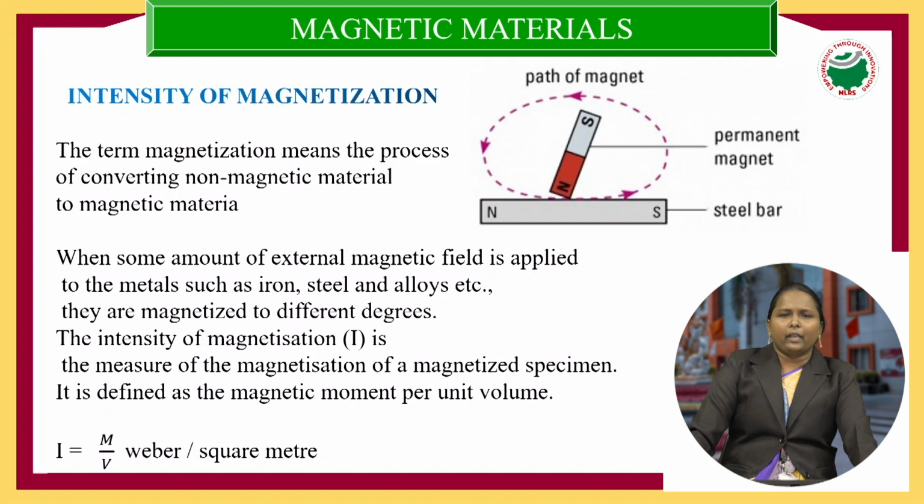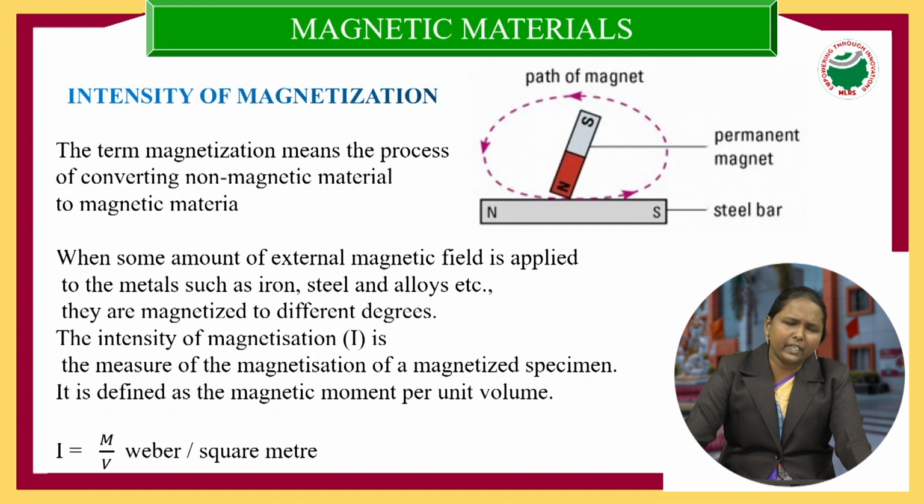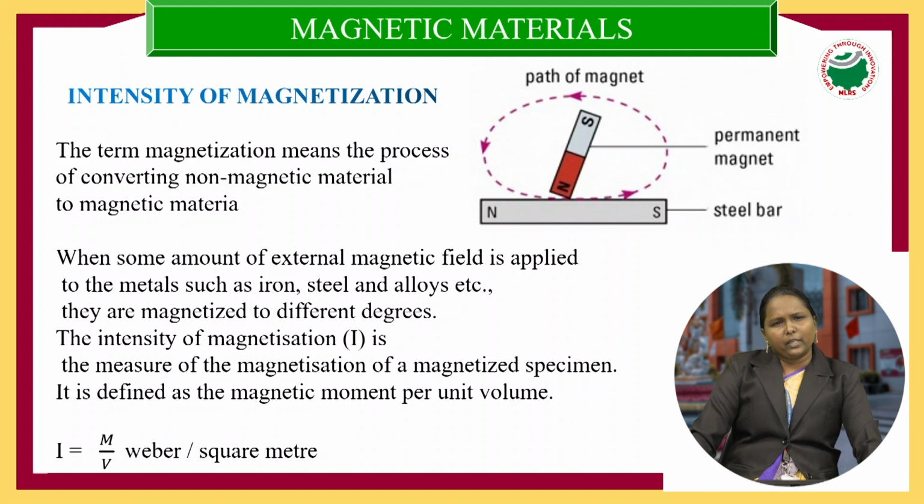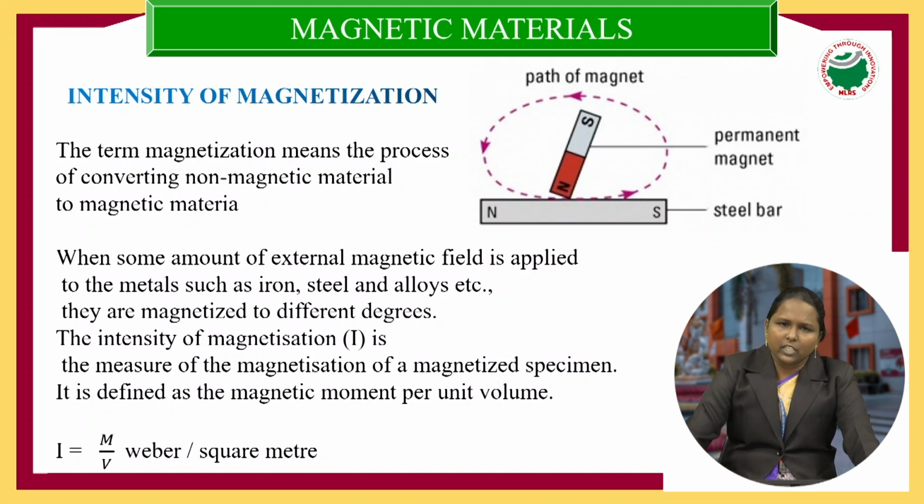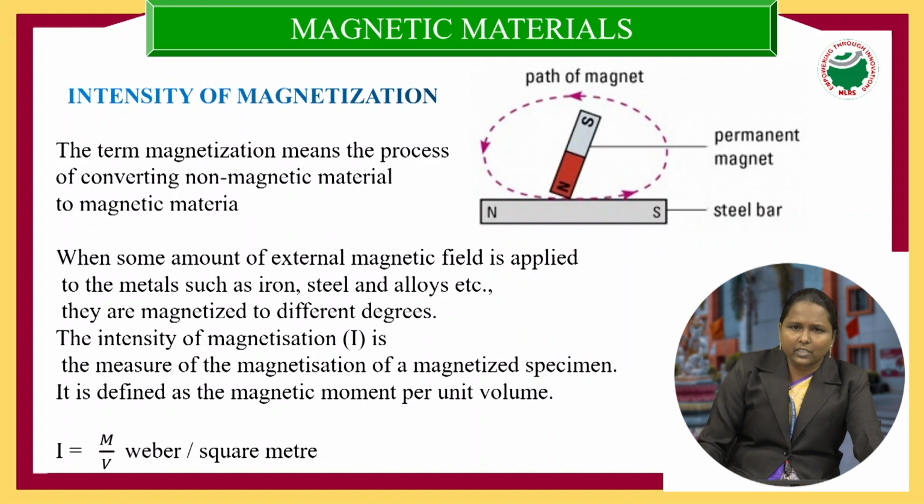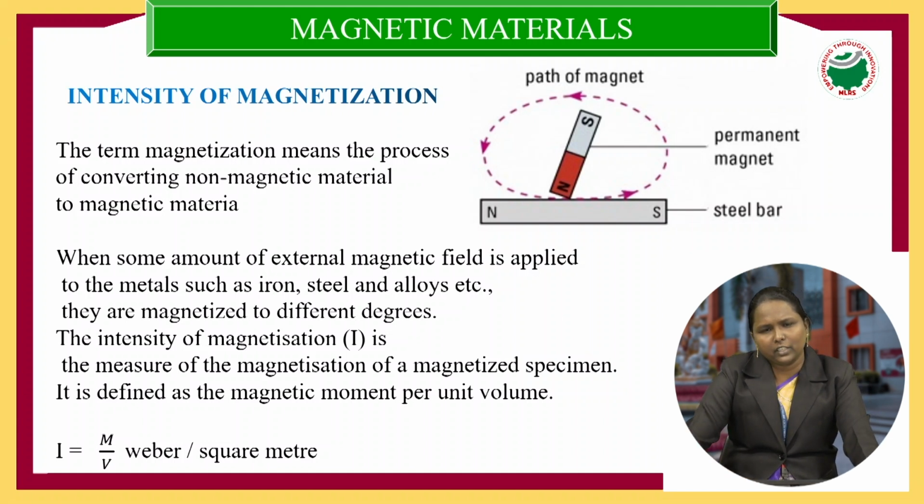The intensity of magnetization is how much degree of magnetization happens in a material. We represent the intensity of magnetization with capital I. It is proportional to the magnetic moment per unit volume. If you consider any material placed in an external magnetic field, how much magnetization happens in the material in a particular volume describes the intensity of magnetization of the material.